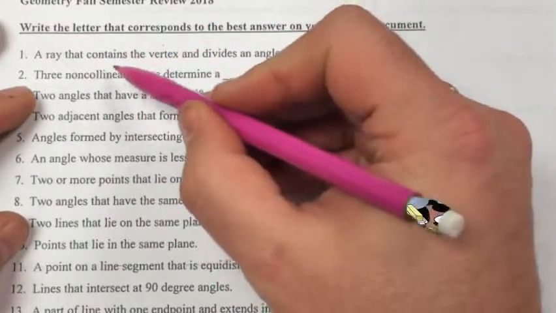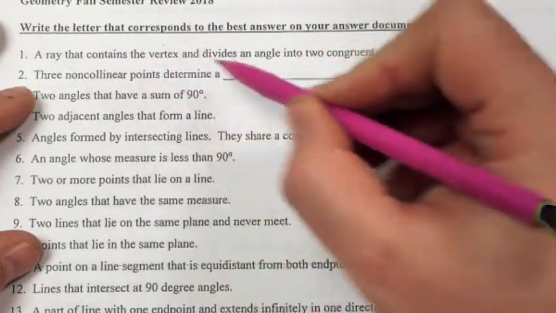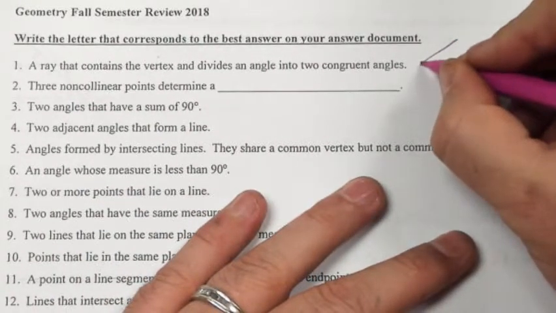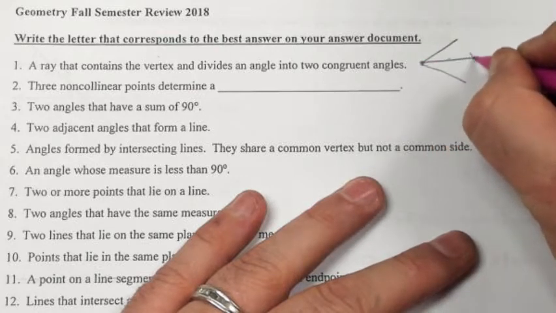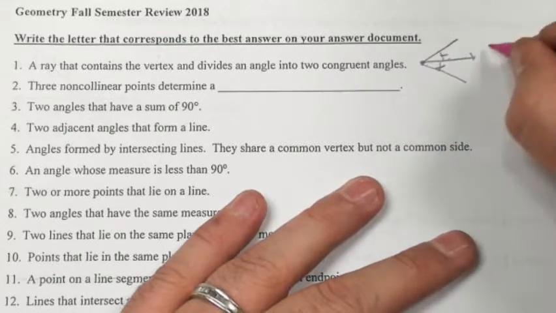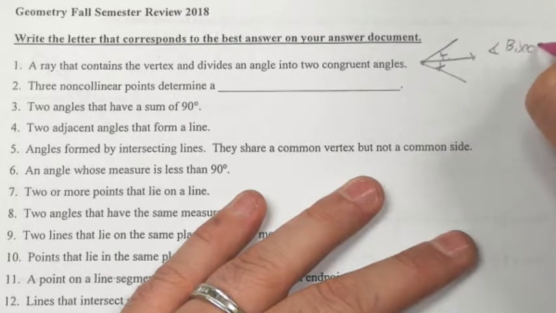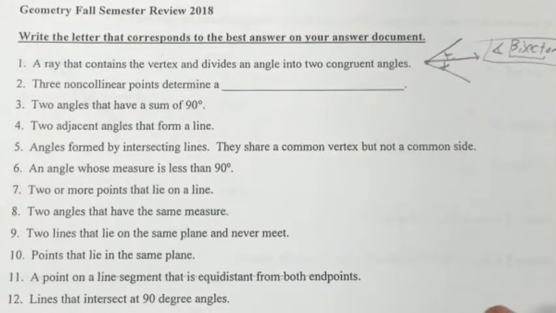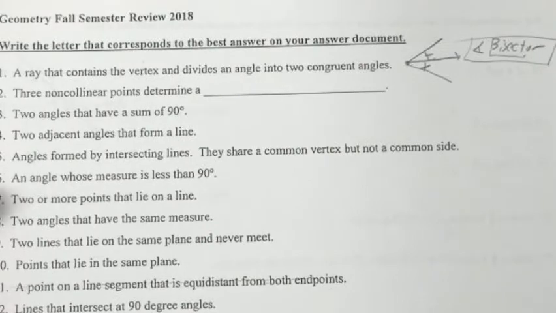Number 1, a ray that contains a vertex and divides an angle into two congruent angles. So I've got an angle here, and we're going to have a ray that contains the angle vertex, and then it cuts that into two equal parts. That is going to be an angle bisector. Because remember, bisect means to cut in half, and this is an angle bisector because it's cutting an angle in half.